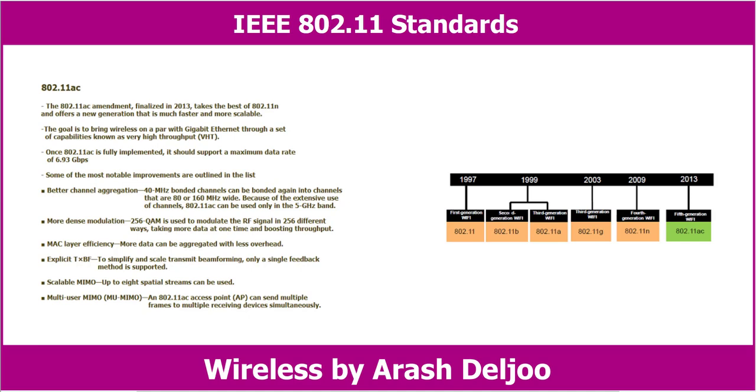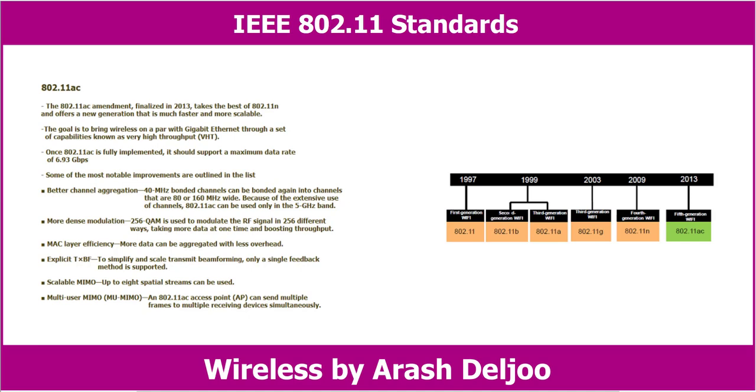Some of the most notable improvements are outlined in the list that follows and further described in the ensuing sections. As you read or learn through the improvements, you might notice that they sound familiar from the list of 802.11n features but are greatly enhanced. First, better channel aggregation. 40 megahertz bonded channels can be bonded again into channels that are 80 or 160 megahertz wide. Because of the extensive use of channels, 802.11ac can be used only in the 5 gigahertz band.